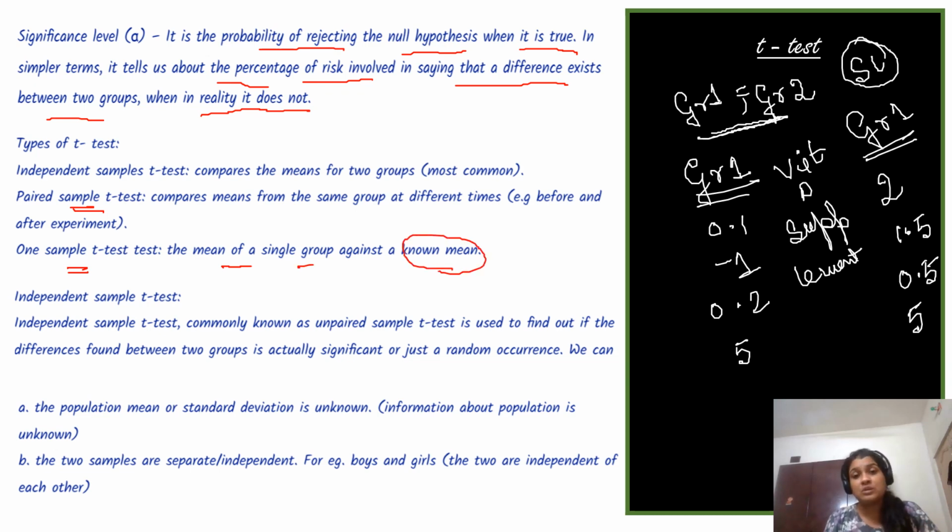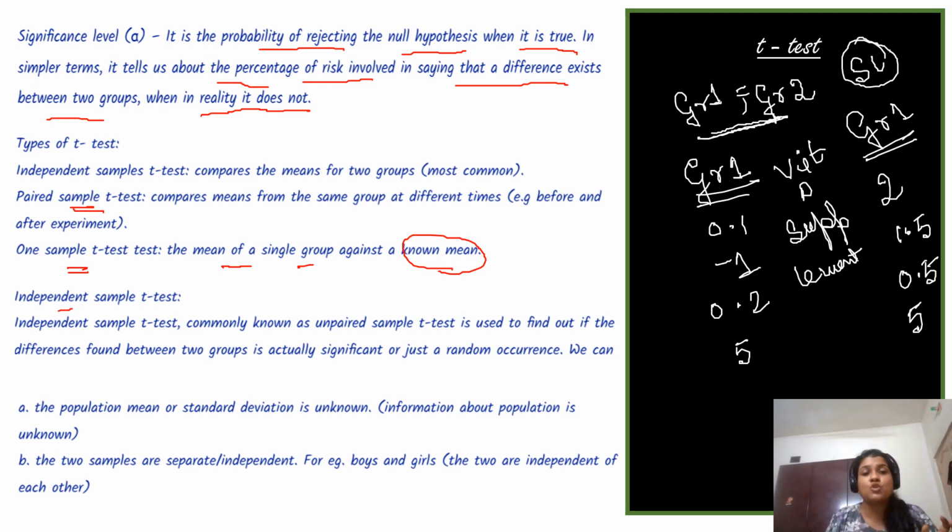The known mean, or the mean that should actually occur, is ready with us, is calculated. So we are judging our experimental group based on that known mean. So this is another type of t-test, which is known as the one sample t-test.